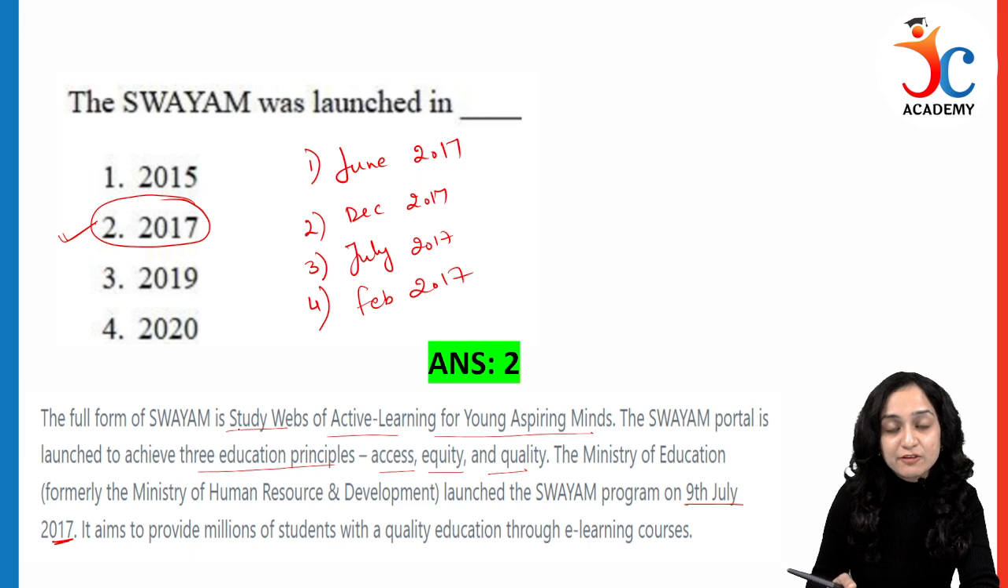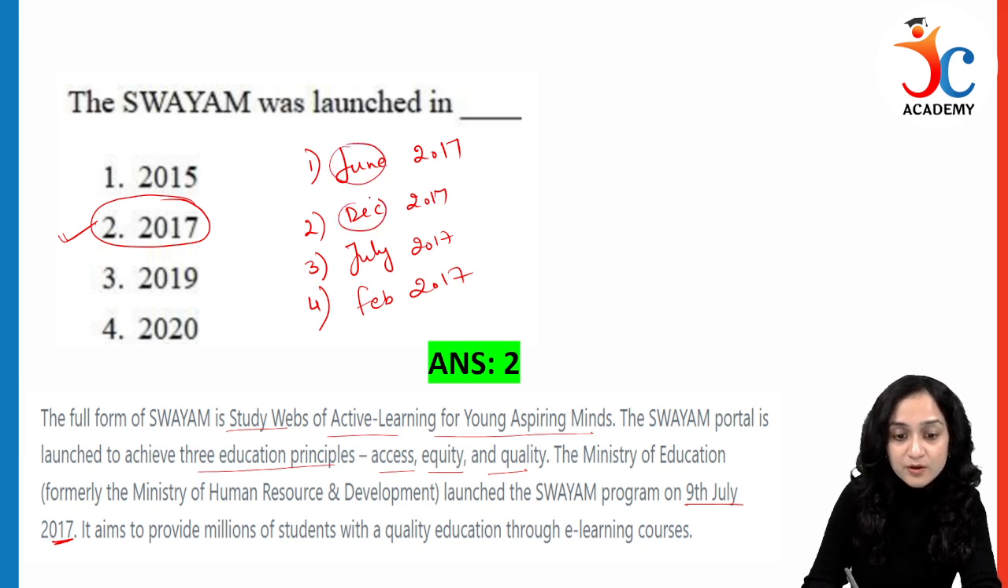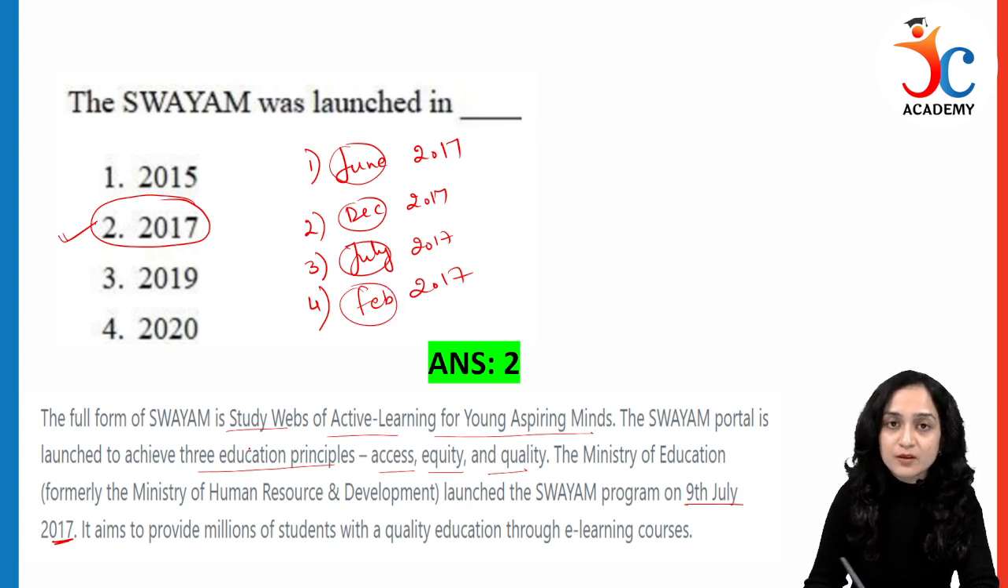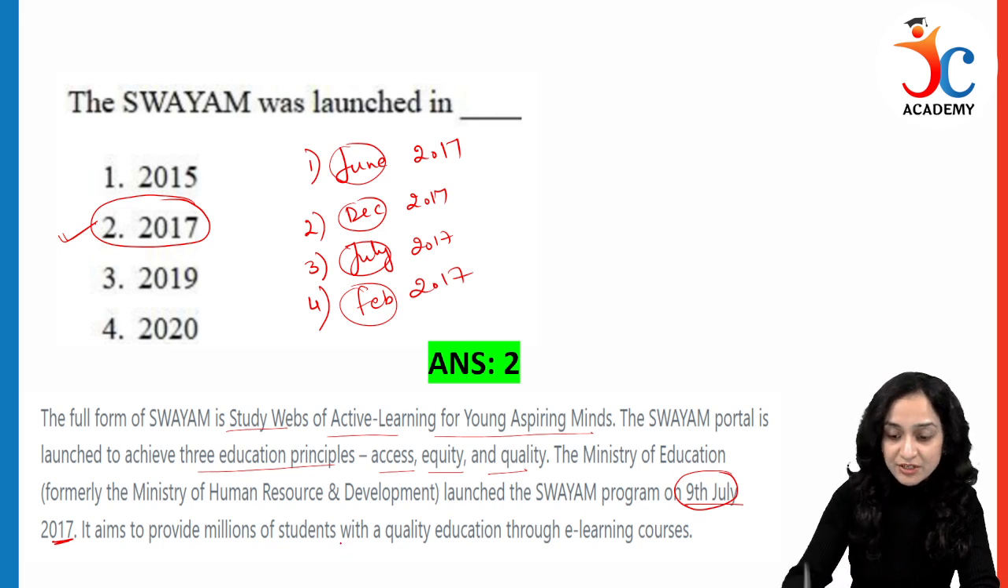Then you have to identify, is it June, is it December, is it July, or is it Feb? So it was launched on 9th of July 2017.